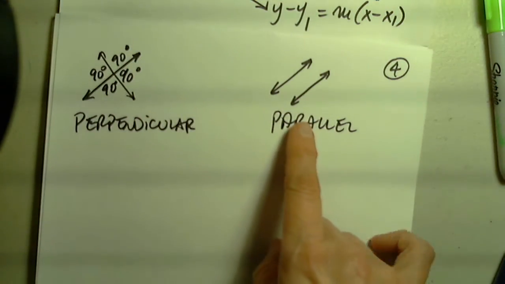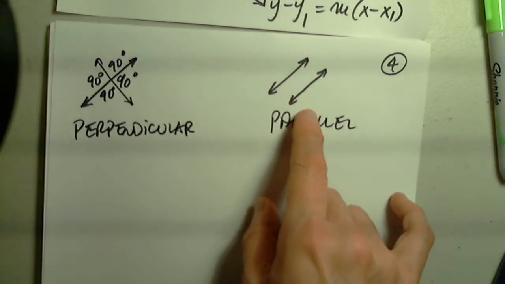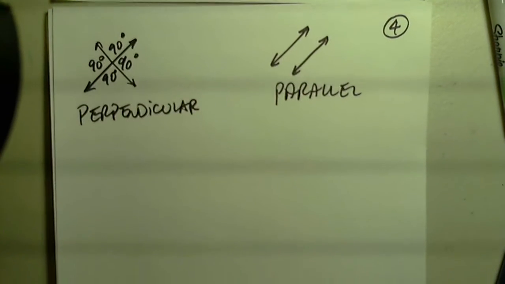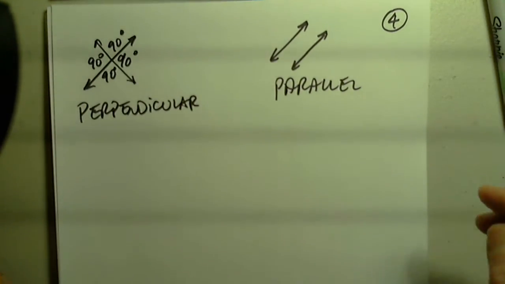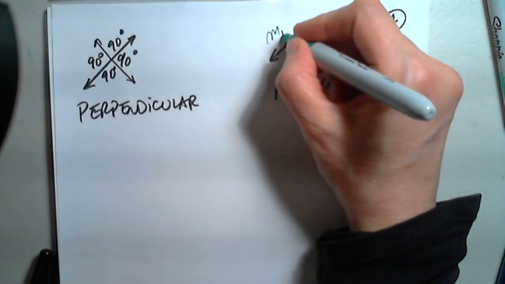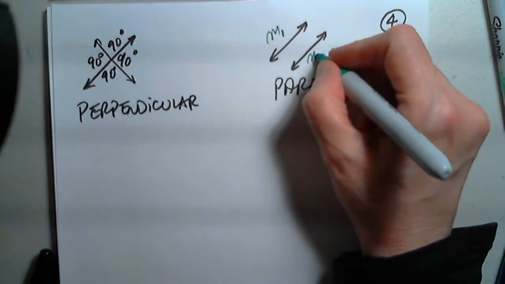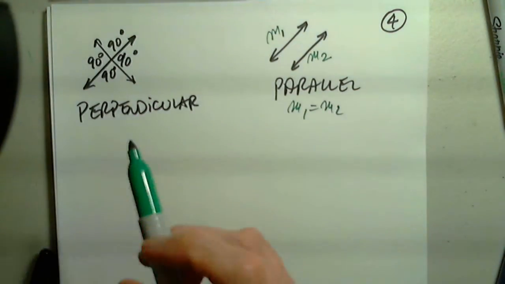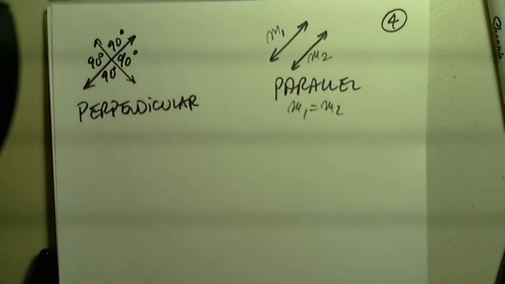Anyone remembers the relationship between the slopes of 2 lines that are parallel, first of all? Parallel has the same. Excellent. So if this line has slope m1 and this line has slope m2, they have to be the same. Good. Anyone remembers for perpendicular?